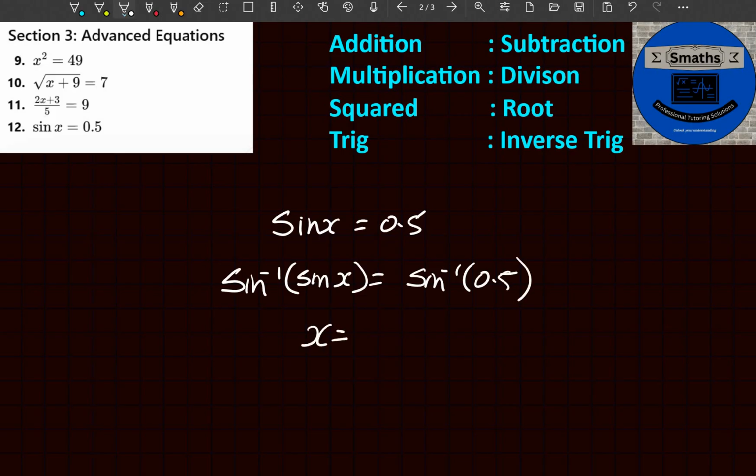So we see then x is equal to the inverse sine of 0.5. This can be calculated on a calculator. Use a second function to access the inverse sine function. And when calculated, this would give us 30 degrees. There is another solution, but that isn't covered in the scope of this course.